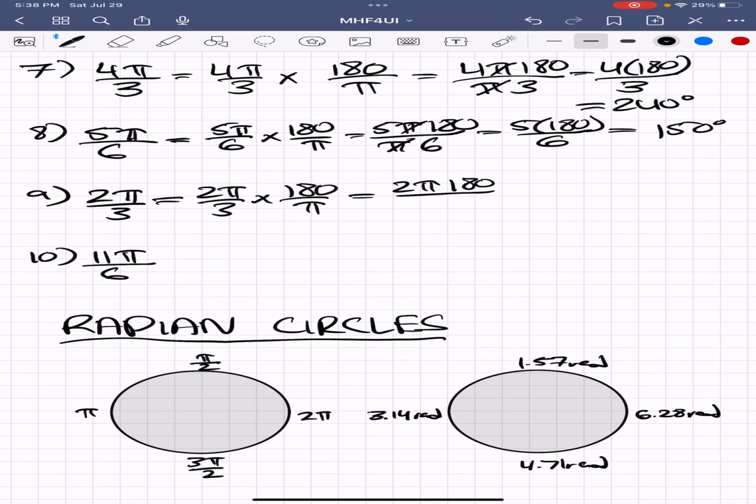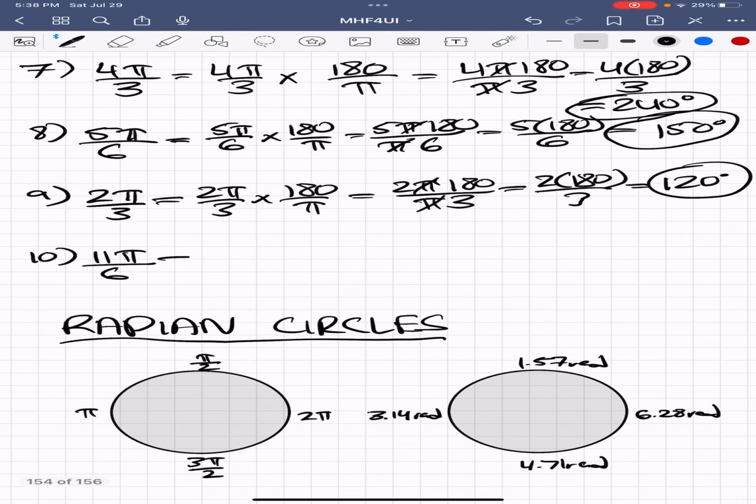So 2 pi over 3 times 180 over pi, and then pi is common on the top and the bottom. We're left with 2 multiplied by 180 over 3. And that should get us 120 degrees.